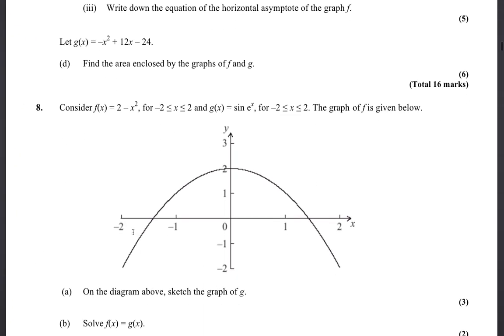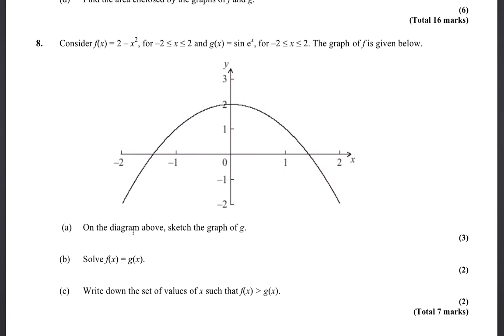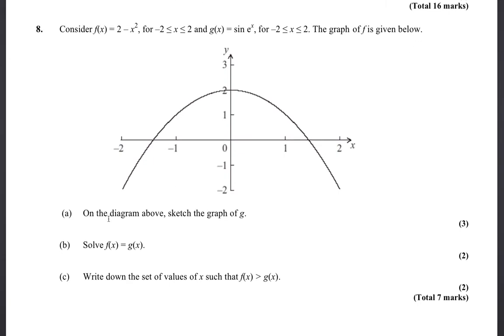Now let us look at the 8th problem. Consider f of x equal to 2 minus x squared. So it's the parabola. The vertex is 0, 2, between minus 2 and plus 2, and g of x equal to sine of e power x for x between minus 2 and plus 2. The graph of f is given below. On the diagram above, sketch the graph of g. So first I'm going to sketch the graph of f. You can see the minus 2 to plus 2 and minus 2 to plus 3 here. So this information is going to help me decide the scale.